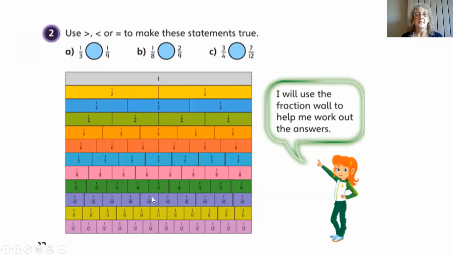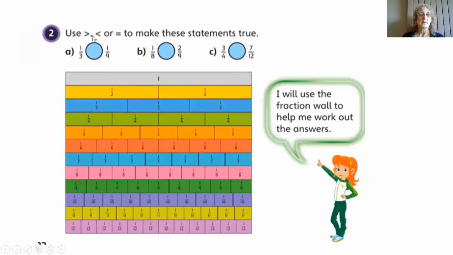Now let's look at this. This fraction wall is quite heavy in your face, isn't it? There's a lot there, and that's because we started with 1 and it's gone all the way to 12. I know you've got this in the book. Yours isn't coloured in, so it does make it a little bit harder to see, but do look at it, because it does help you.